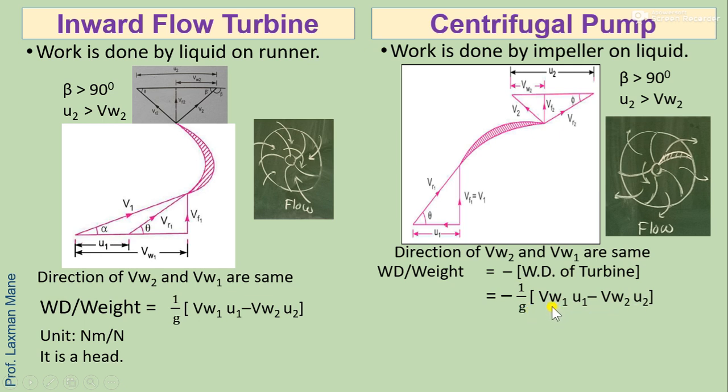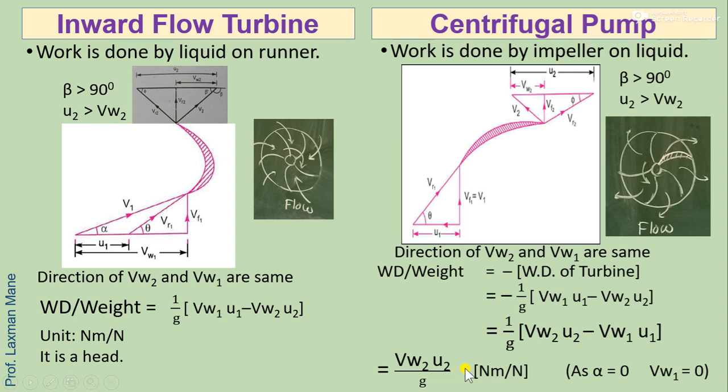That's why it is minus 1 upon g inside the bracket, work done of turbine, so 1 upon g bracket Vw1 u1 minus Vw2 u2. This minus sign, if we take inside the bracket, then we get the formula for centrifugal pump: 1 upon g, Vw2 u2 minus Vw1 u1. But here, in case of pump, alpha is equal to 0 at inlet, so Vw1 is equal to 0. Hence the final formula for the centrifugal pump for work done per unit weight is Vw2 u2 upon g in Newton meter per Newton.